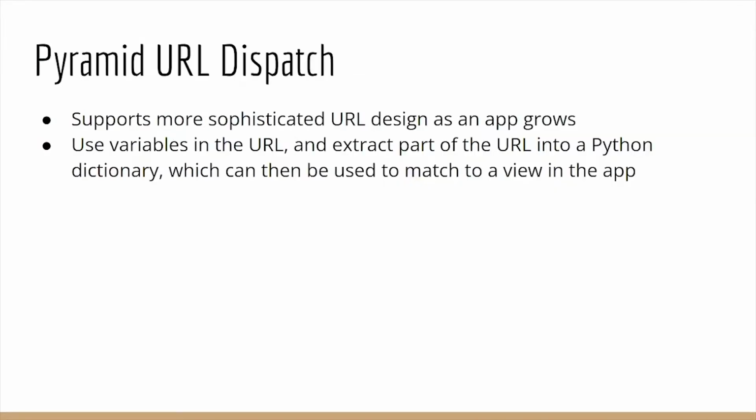We have seen how a small simple Hello World application can be implemented and run in Pyramid, but web applications don't always stay small. To support the growth of a web application, Pyramid comes with the URL dispatching feature that can deal with sophisticated URL design. URL dispatch means that we can use variables as placeholders in the URL and then extract the part of it that we want into a Python dictionary and then match to a view in the application.